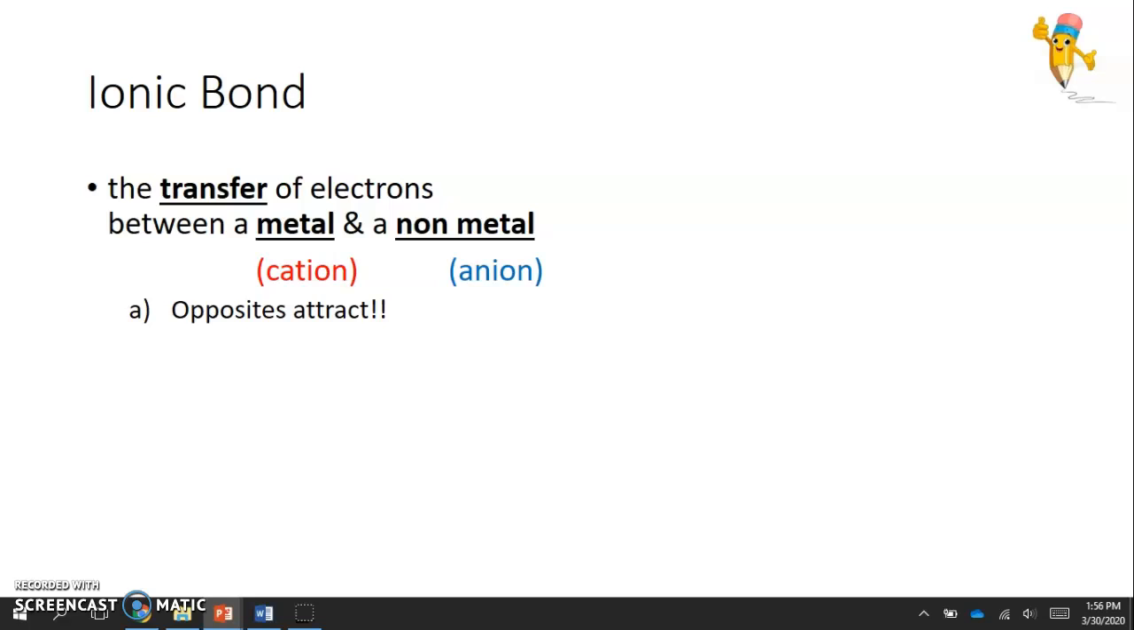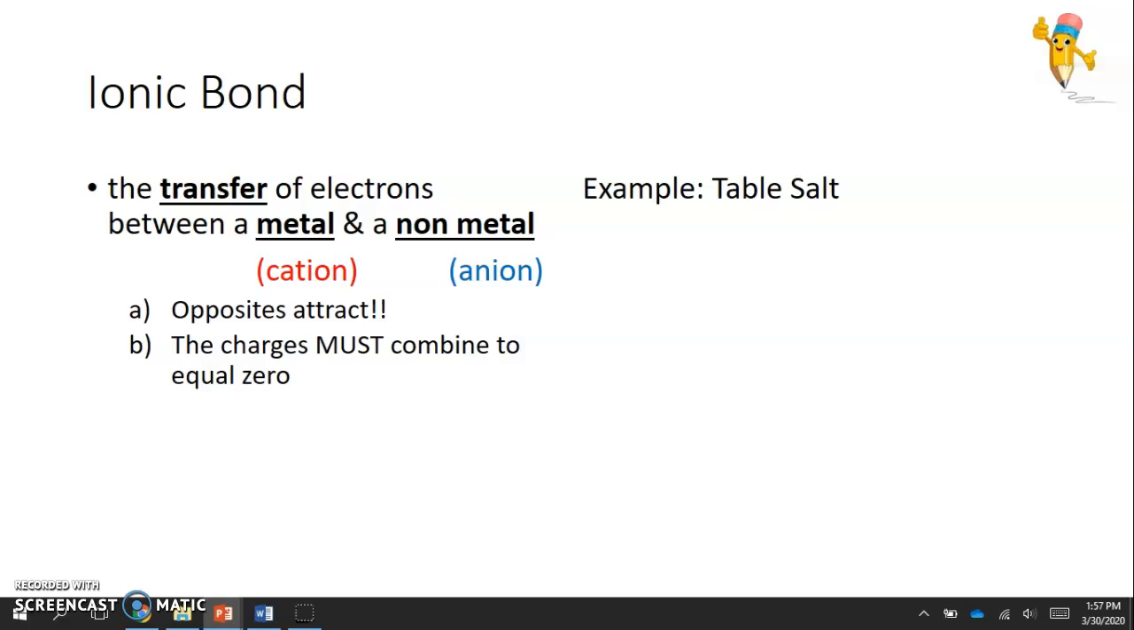electron. So just keep in mind, opposites attract. Positive and negative ions are going to be drawn together. The charges in an ionic bond must combine to equal 0. Okay, so your ions are charged. They could have a 1 minus, a 1 plus, a 2 minus, a 2 plus charge. But when they come together in an ionic bond, the charges must always combine to equal 0. So your ionic compound will always be neutral.